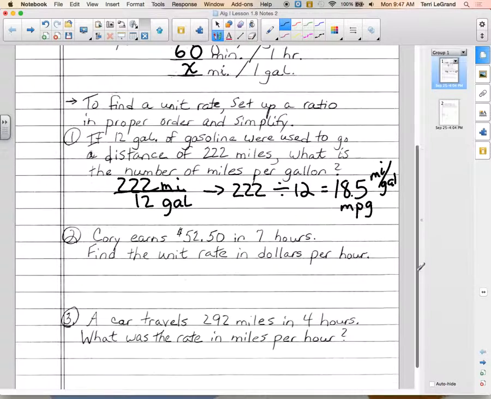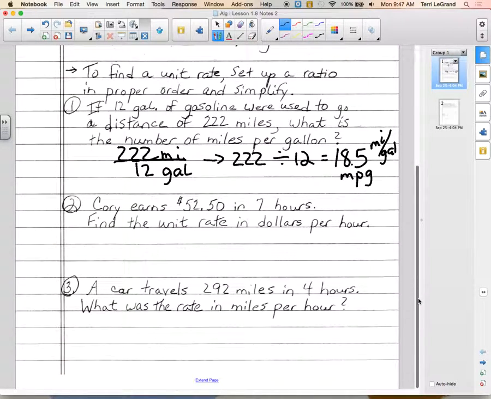Okay. How about this next one? Corey earns $52.50 in 7 hours. Find the unit rate in dollars per hour. What would our setup be? What would our ratio be, first of all? Because we're going to set up a ratio to show our rate. What would this one be?